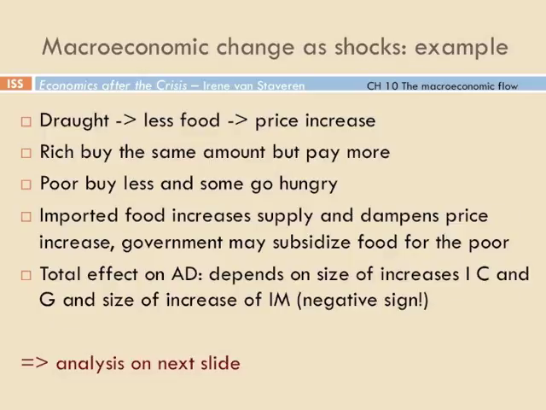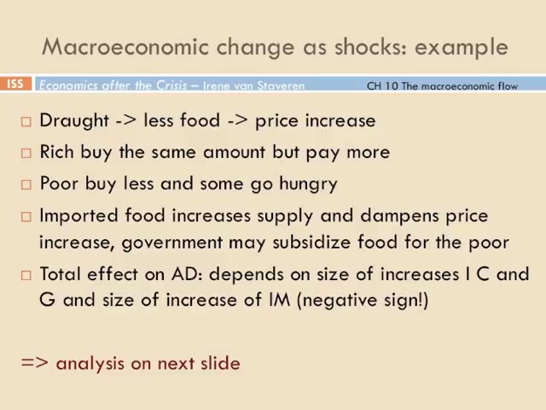Let me give you an example of macroeconomic change in neoclassical economics through a shock. Let's assume there's a drought, so there's less food, so food prices increase. The rich can still buy the same amount of food, but they have to pay more. The poor buy less, and some even go hungry. Imported food will increase the supply and will dampen the price increase. Governments may subsidize the food for the poor.